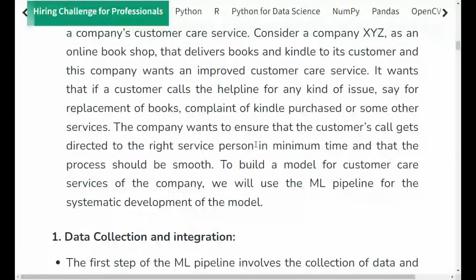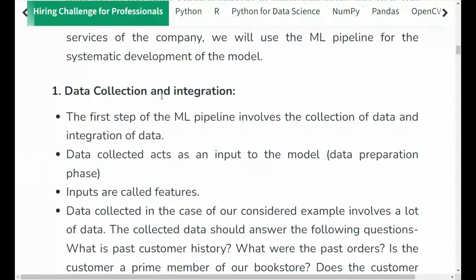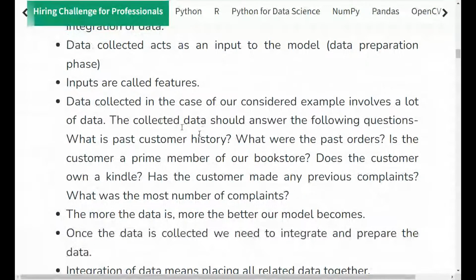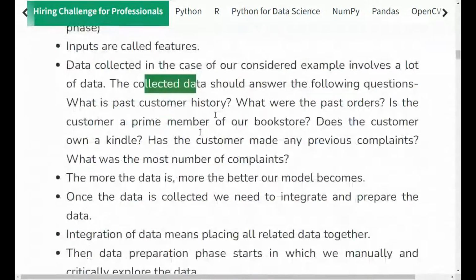Right? They have the data and they are asking those questions to identify what the KPIs are for the machine learning model. Okay, so the first step in solving the problem, they have taken as data collection and integration. So we were here and we said that we wanted this data that is collected to answer all these questions.